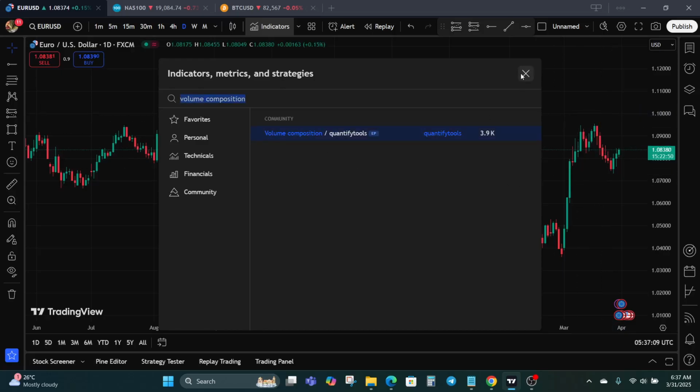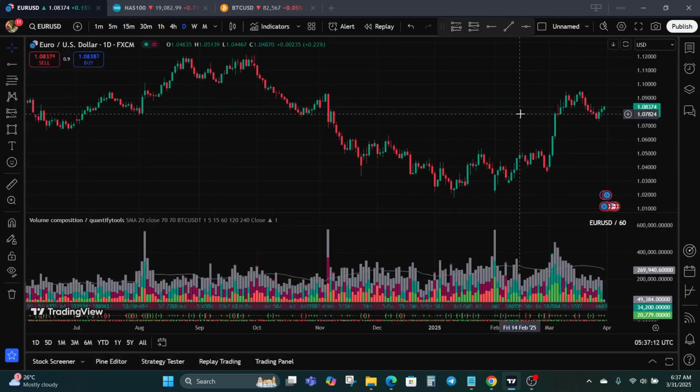All right, the volume composition indicator. Now, many traders rely solely on price action, watching for breakouts, reversals, and trend shifts. But here's the problem: not every move you see on the chart is real. False breakouts, whipsaws, and manipulated price action happen all the time, leading traders to take bad trades. So that's where volume analysis comes in.